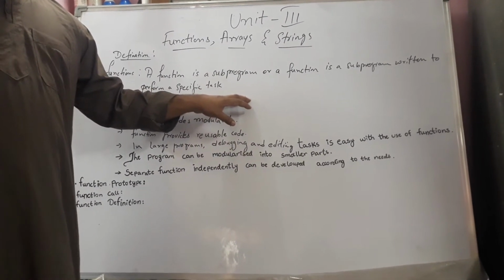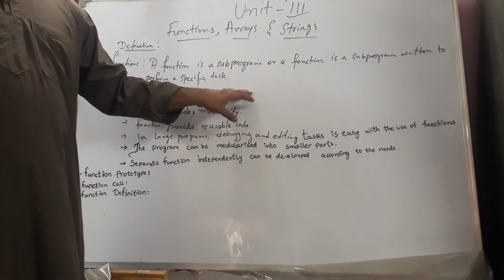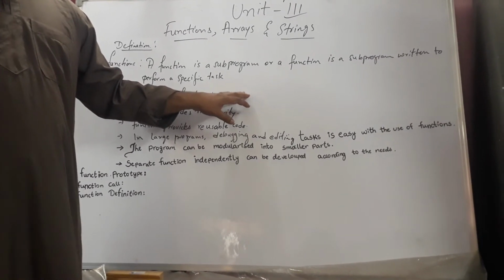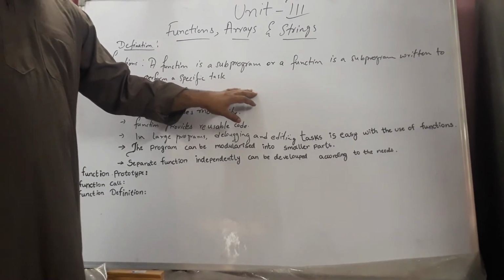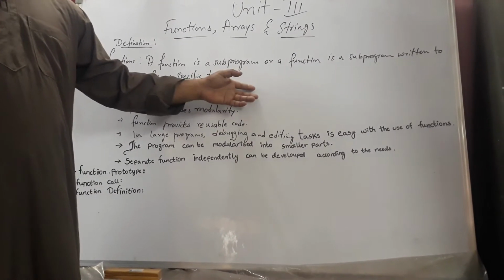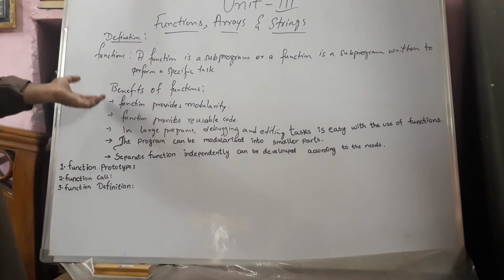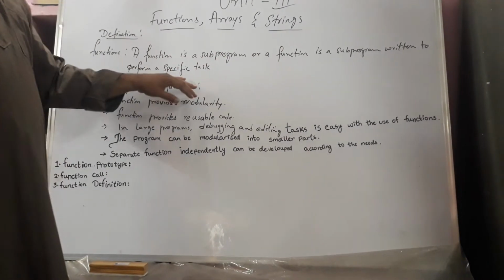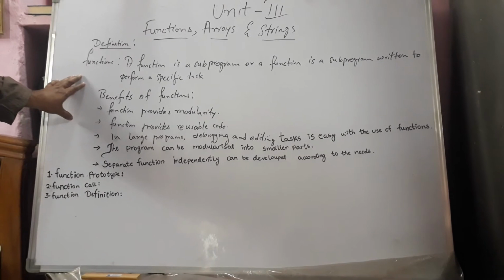So for the ease of user, what we'll do, we'll write a subprogram and we'll call from outside whenever we require, wherever we require, we call that subprogram just by its name. Then that subprogram will be executed and our task will be achieved. So basically a function is a subprogram to perform a specific task. And after that we'll discuss the benefits of a function.